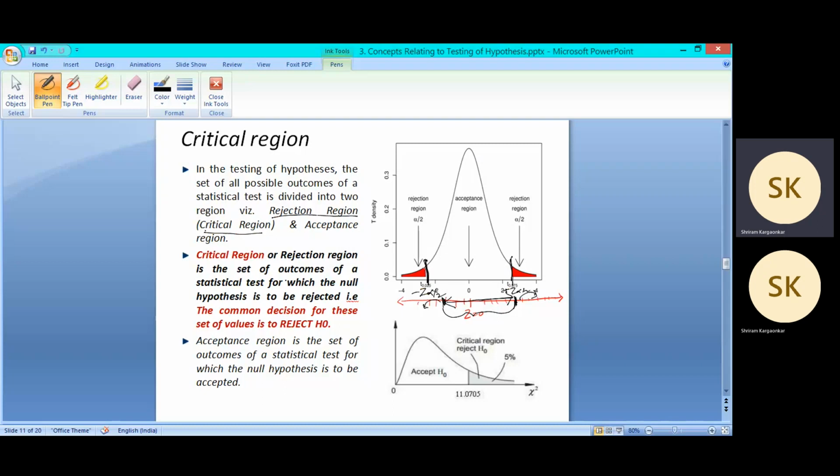So H naught will be accepted. Now this is the acceptance region. If the value lies within this range, then we accept H naught. But if any value lies in the shaded region, which is shaded with the red color, so if any test statistic lies in that range, then it will be rejected.